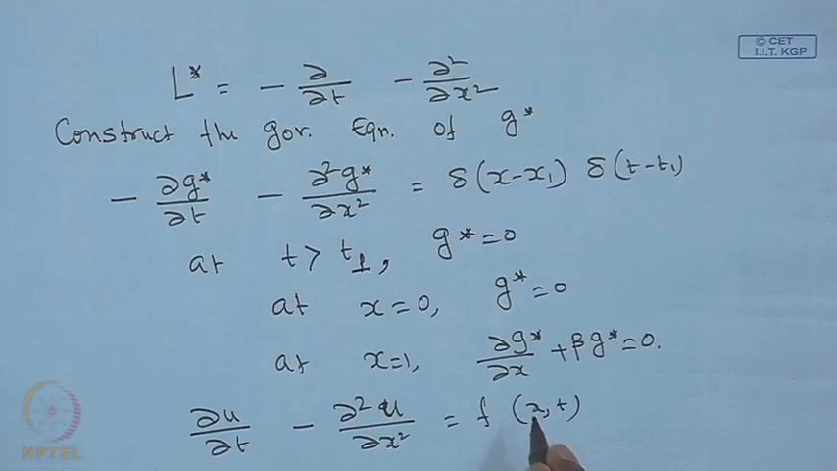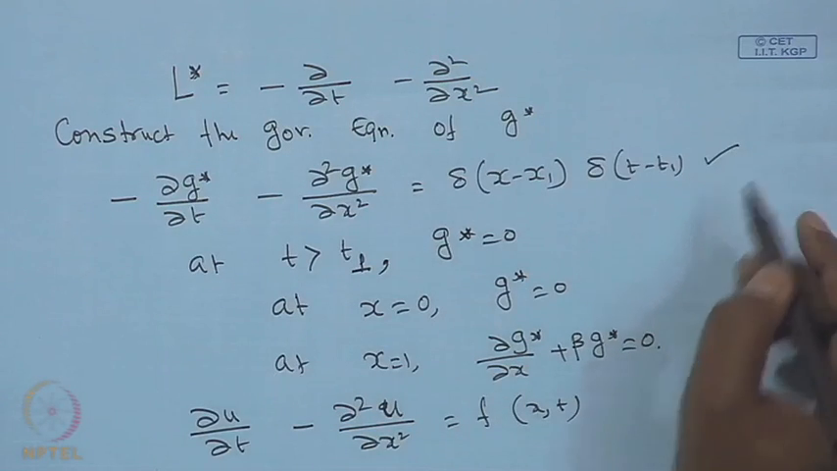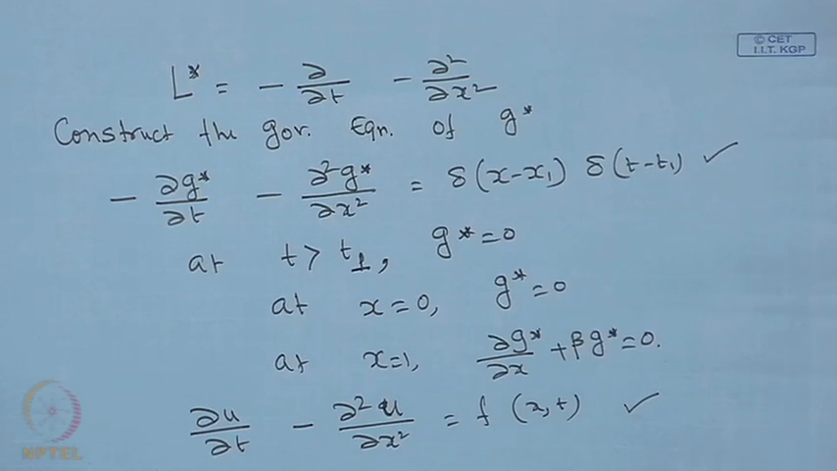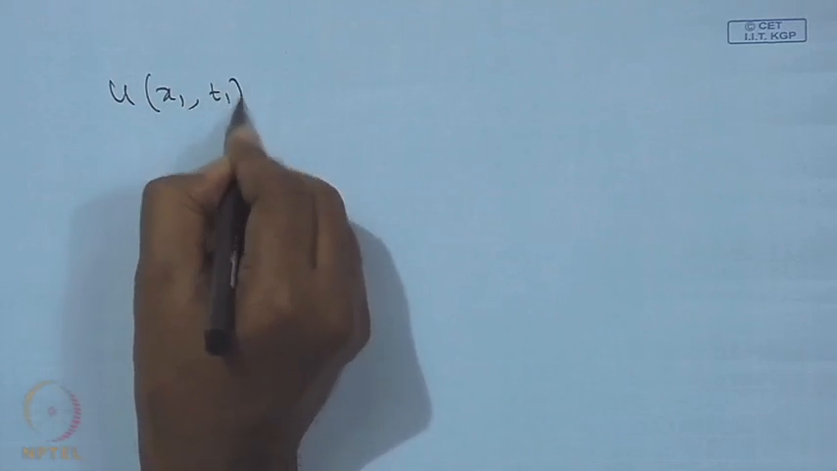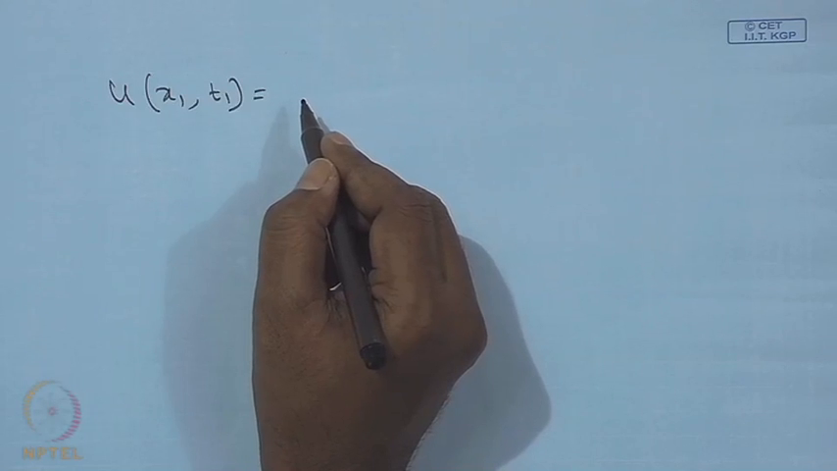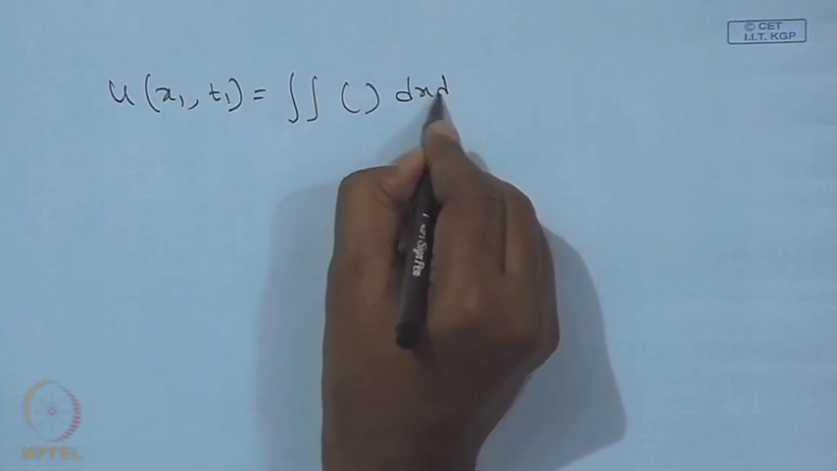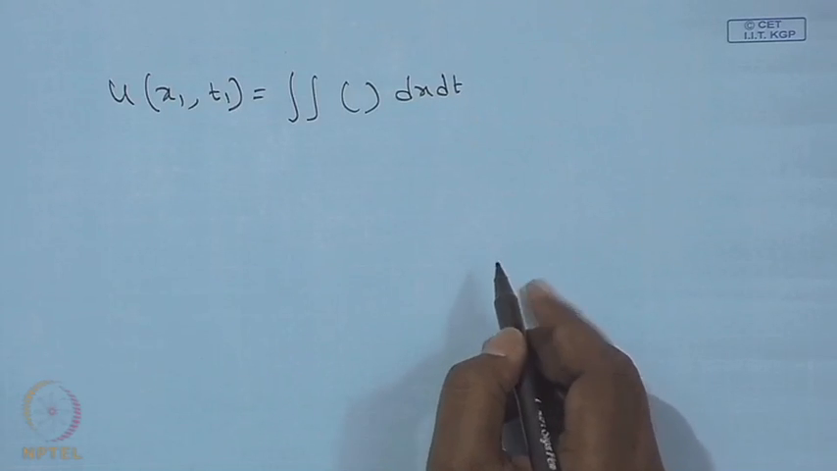It may be constant, it may be a function of x, it may be a function of time, or a function of both. Now, we take the inner product of this equation with respect to u, and the inner product of this equation with respect to g star, and we subtract, and we will be getting the solution of u(x, t; x1, t1). So, there will be 4 terms again on the right hand side.